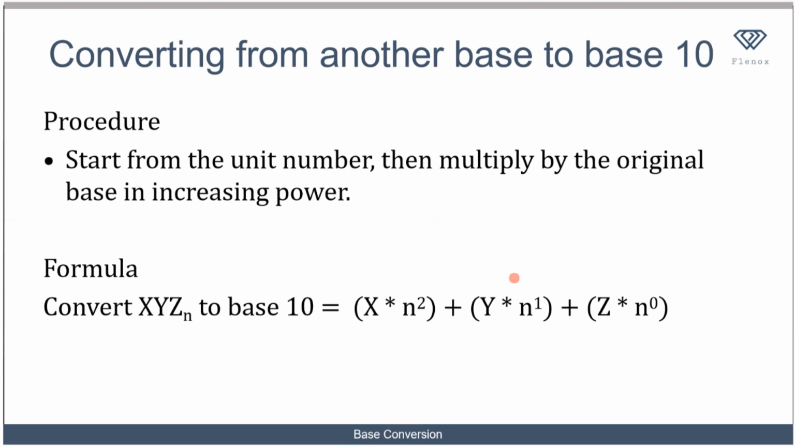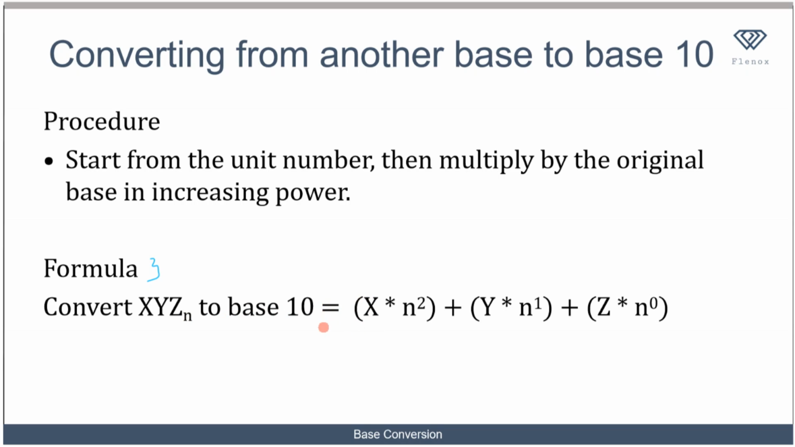So now, how do we convert from another base to base 10? If you are given a number in say base 3 or base 4 or 5, how do we convert to base 10? The procedure is you start from the unit digit, then you multiply by the original base in increasing power. What we are trying to say can be explained with this formula. Let's consider a number that has digits x, y, and z in base n. n can be any number from 2 to 9. I want to convert to base 10.